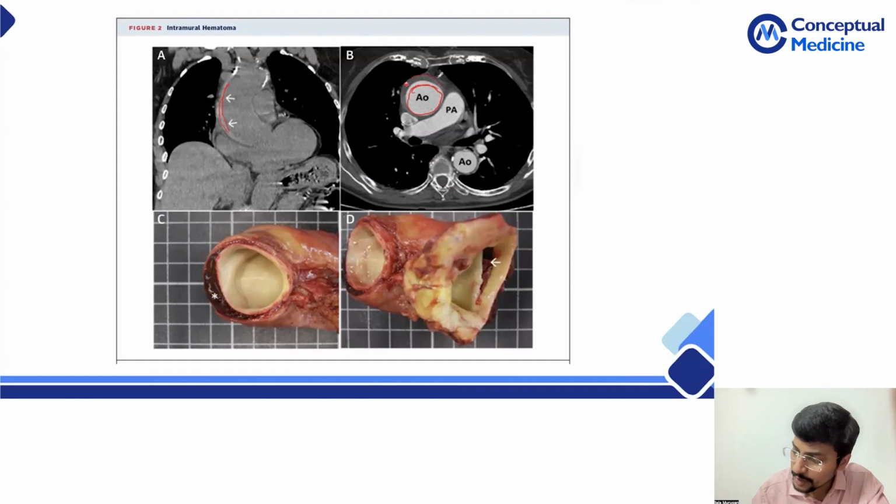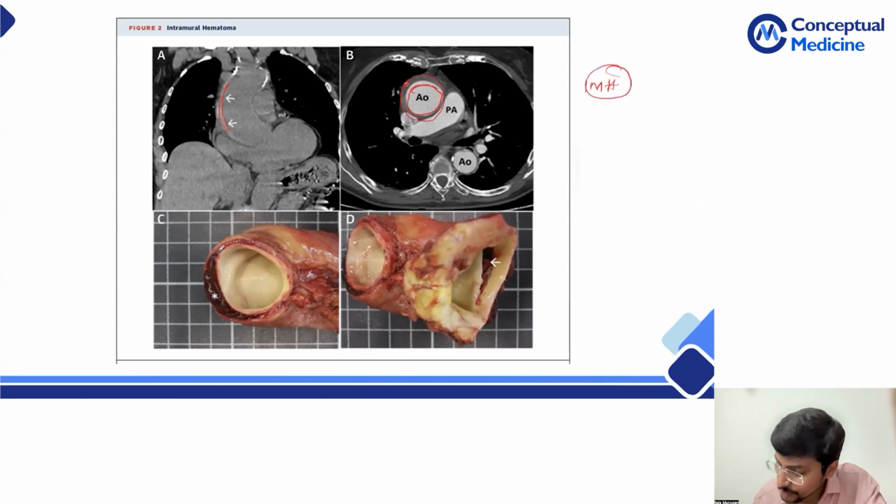So this is the entire aorta, but this is only the lumen. The lumen is compressed, and there is something dark in color outside the lumen. So that is IMH. That is IMH. This is the pathological specimen.